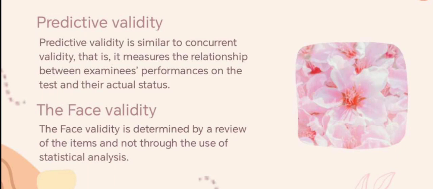And lastly, face validity. Face validity is determined by a review of the items and not through the use of statistical analysis. So, face validity is basically just what it sounds like, how a test or assessment looks on the surface. It's about whether the test seems to measure what it's supposed to measure just by looking at it. For example, if a test is about math, you'd expect to see math problems on it. This kind of validity isn't about deep analysis or fancy statistics. It's just about whether a test seems to make sense and looks appropriate to people who see it.